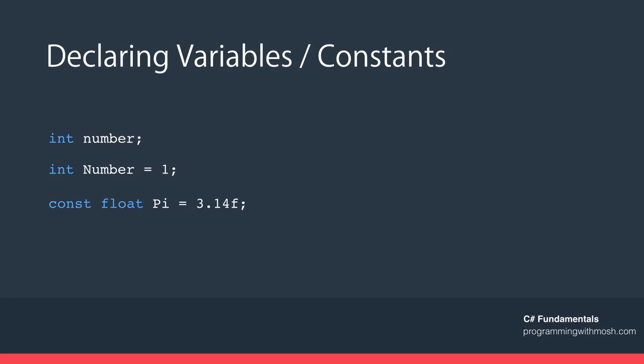To declare a constant, we start with the keyword const. Next, we have the data type and an identifier, and here we have to initialize it with some value. We cannot define a constant without setting its value.